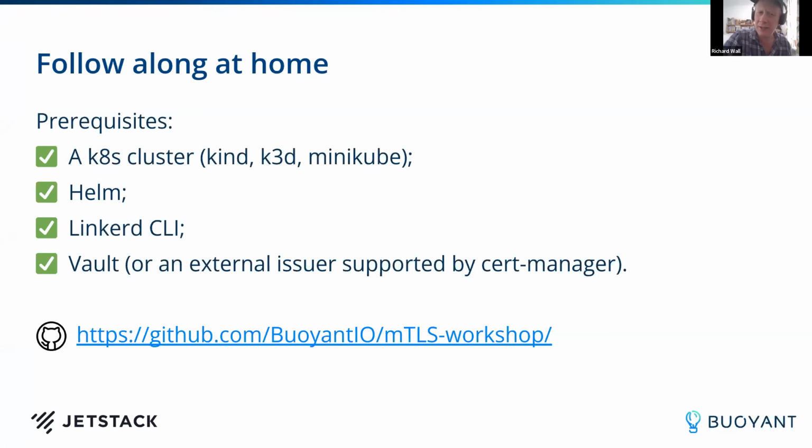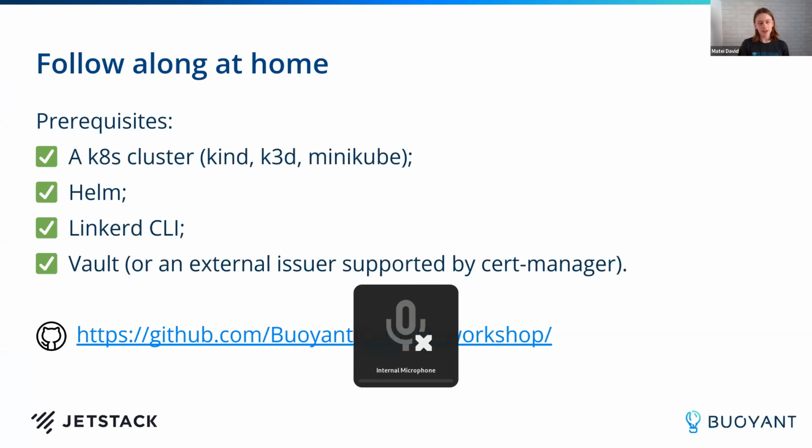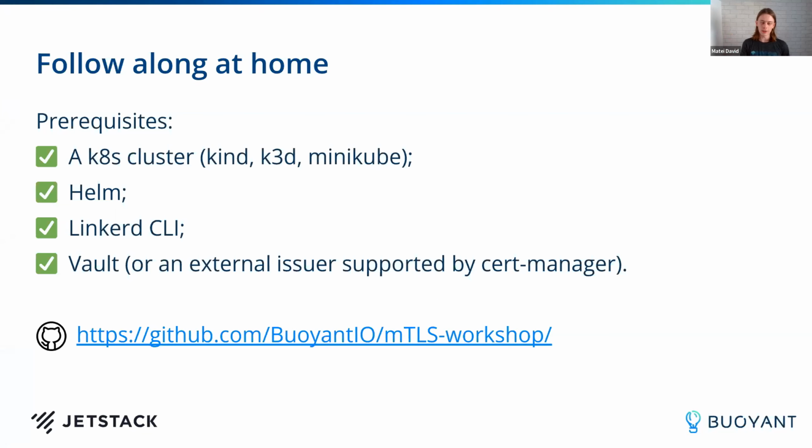Yeah, we haven't actually tested with Minikube, have we? So perhaps use one of the first 2 rather than the last. Yeah. It should work, but fingers crossed it does. But yeah, maybe use kind or K3d. I think it would be a bit better. And then make sure you have Helm installed and the Linkerd CLI. For the interactive bit, I'm going to be using Vault as an external issuer, but you can use something else. You're just going to have to change the manifest slightly.